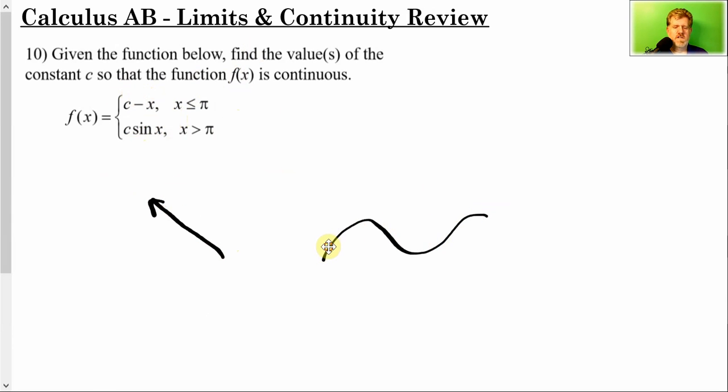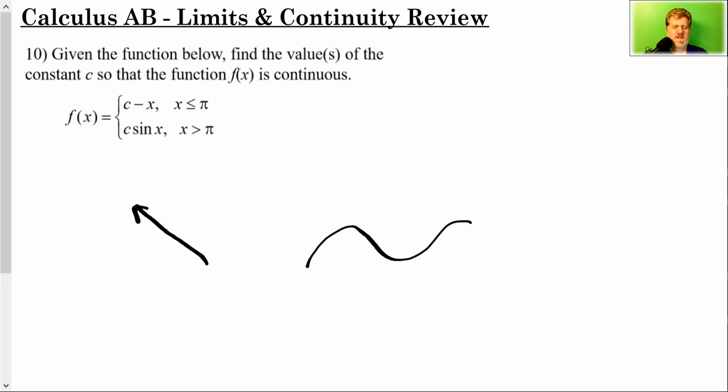And the question is, I didn't mean to connect them. Let me try that again. So the question is, is there a value where these things connect? Because we know a sine function is continuous. We know a straight line is continuous. The only danger is, do they connect? If they connect, it's continuous. If they don't connect, it's not continuous. So we've got to figure out what makes those continuous.